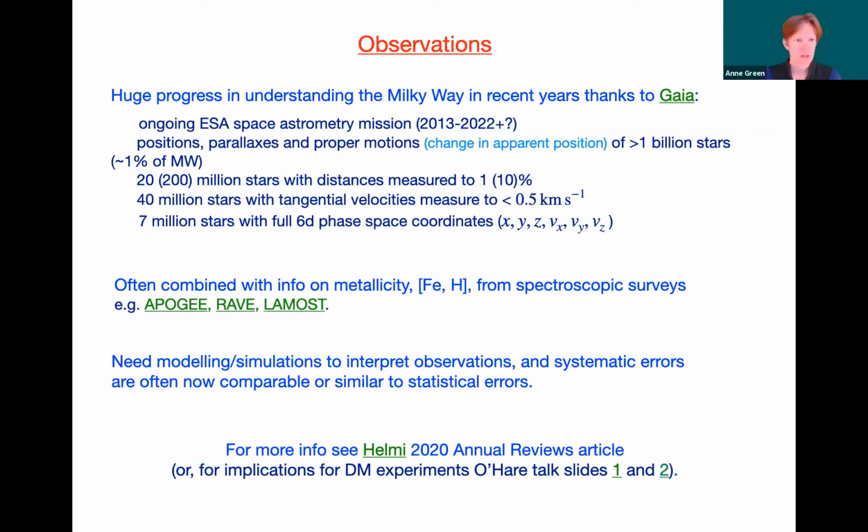Okay, so I'll start with the indirect detection. And I think the answer in that case, I'm fairly sure, is a no. The indirect detection flux of gamma rays, for instance, is proportional to the WIMP density squared, and so you really need to be looking at very overdense regions.